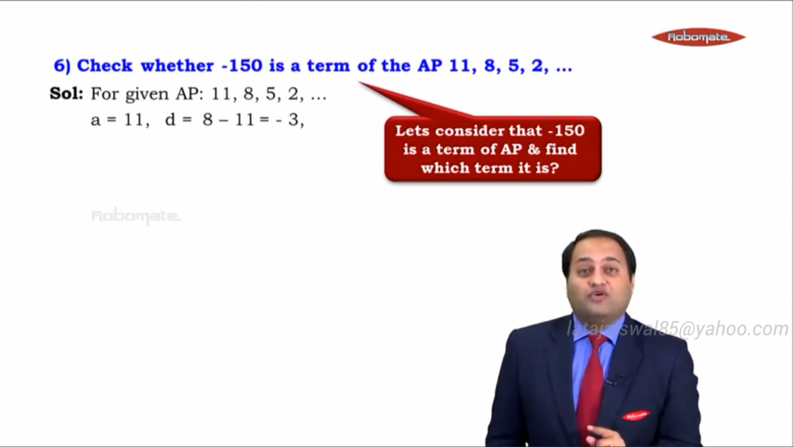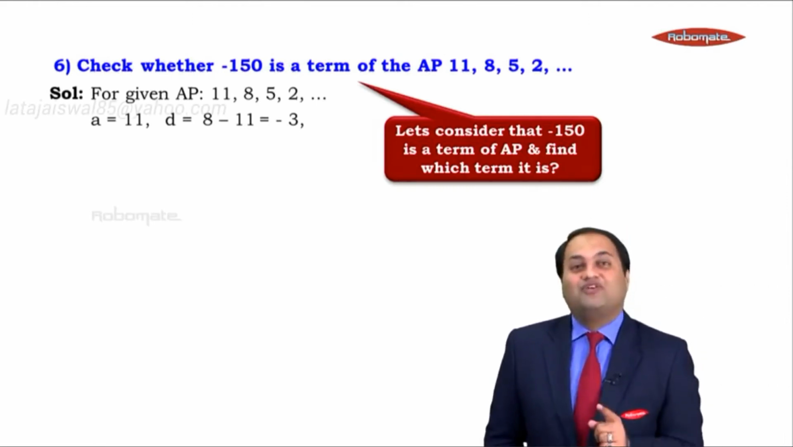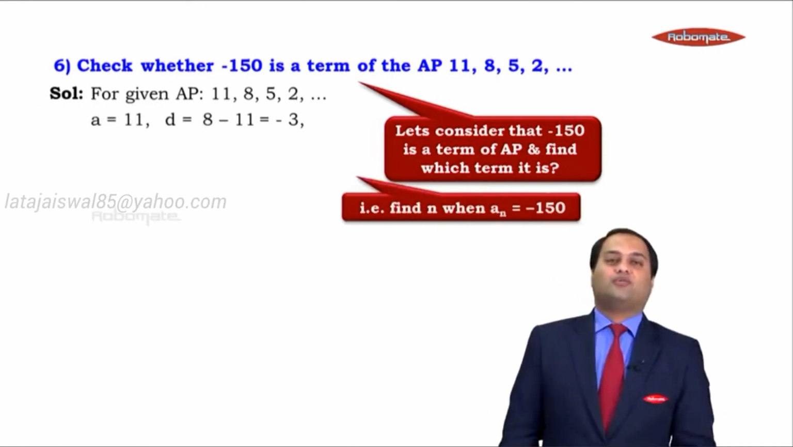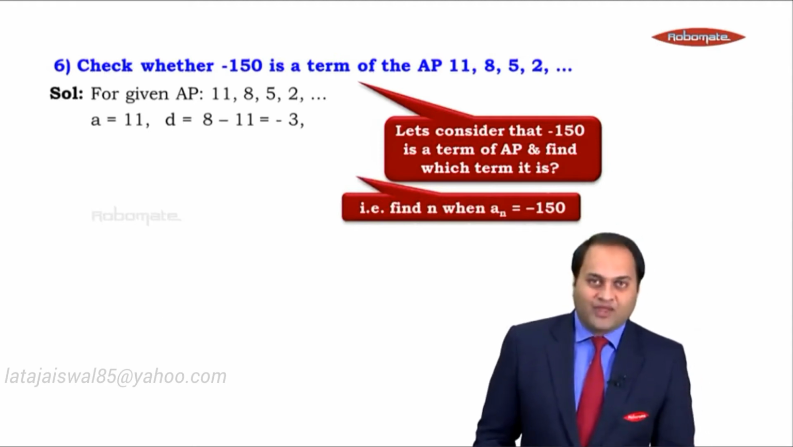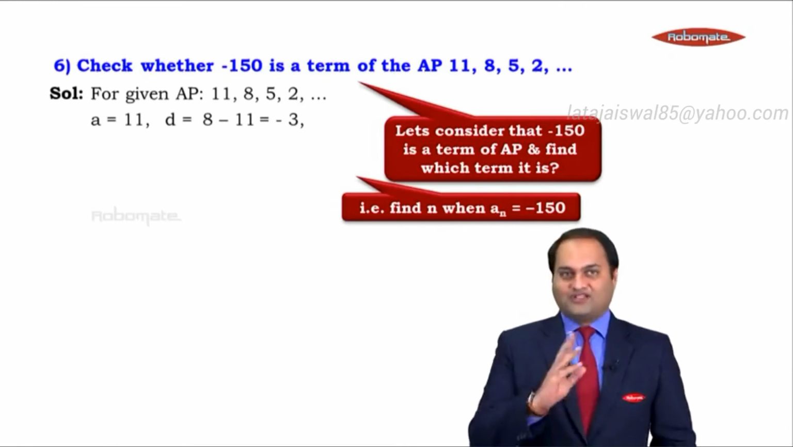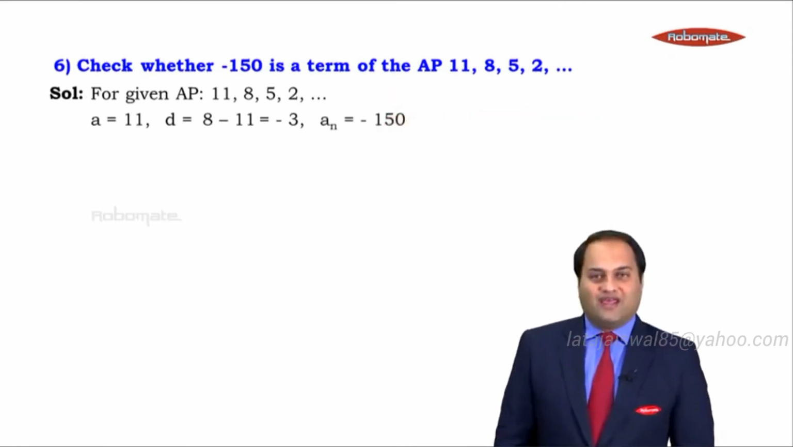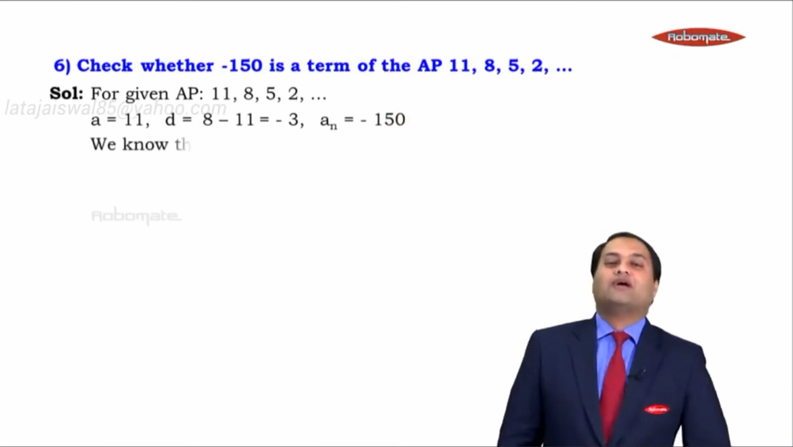When we say we need to find the position of minus 150, it means we are supposed to find the value of n when An is equal to minus 150. Something similar to the sums that we have done previously. Now with this, how will we come to know? Let's find the value of n such that An is equal to minus 150. Let's do it.